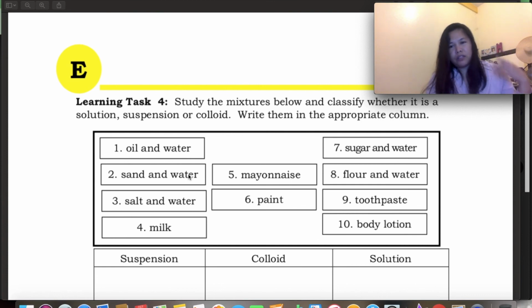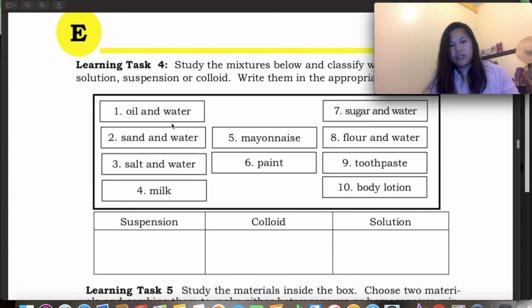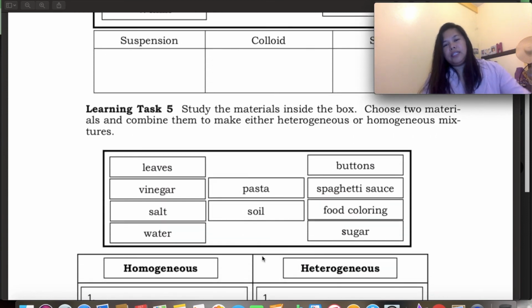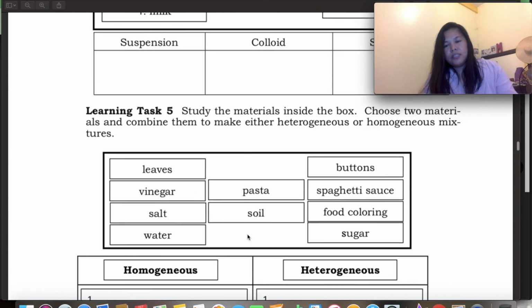So, you have to retransfer the oil and water. Kung sa palagay nyo is a colloid, so you write there. Simple. Okay, learning task 5. Study the materials inside the box. So here is the box. So choose two materials and combine them to make a heterogeneous and a homogeneous mixture.